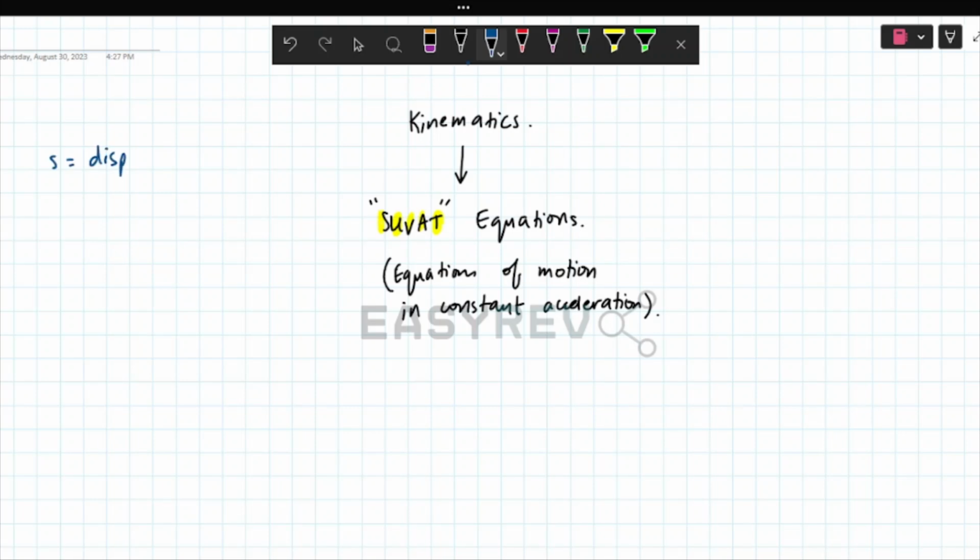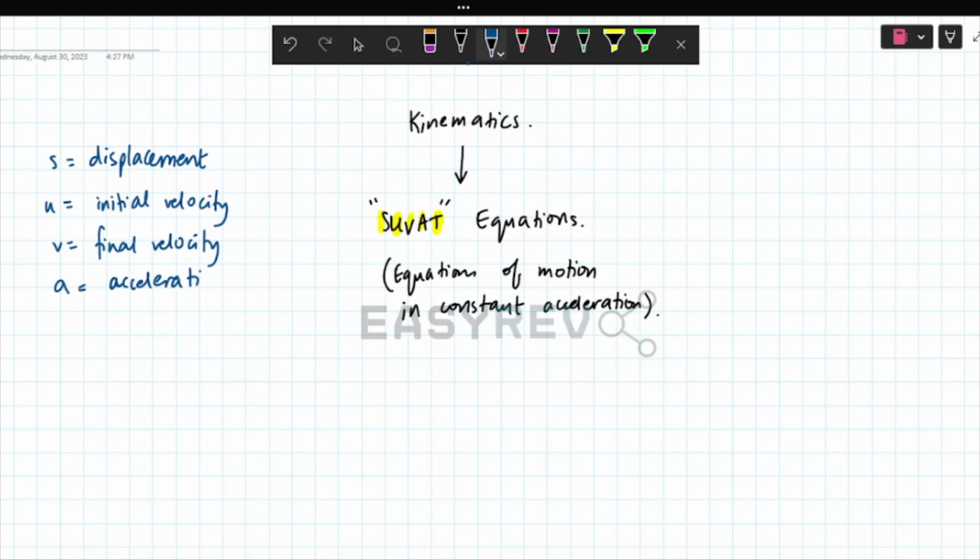S is displacement, U is initial velocity, V is final velocity, A is that constant acceleration, and then finally T is time duration or time spent.